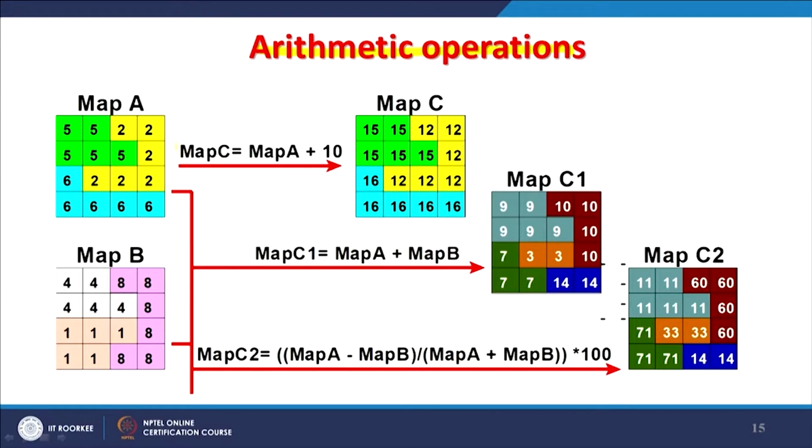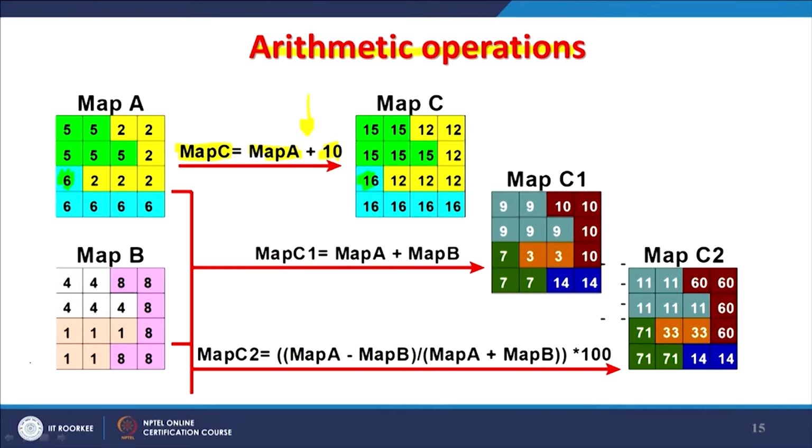So here what I am saying to the system is that map C is going to be equal to map A plus 10. As you can see, these different cell values are having different values, and a cell value like 5, when it is added with 10 becomes 15. Similarly, 6 added with 10 becomes 16. A very simple arithmetic operation, where I have used only this plus 10.